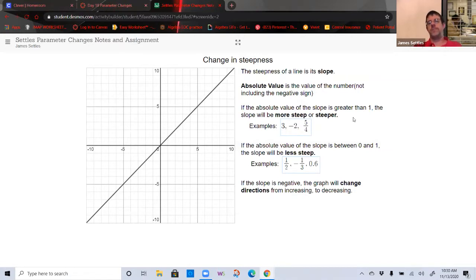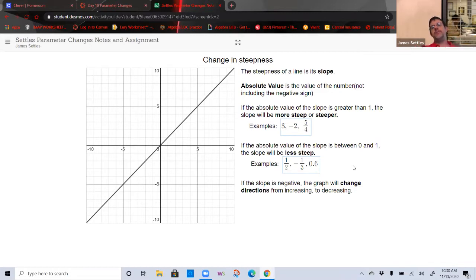Now, if you look at the fraction, the way to tell if a fraction is bigger than 1: if the top number is bigger, then it's bigger than 1. If the bottom number is bigger, then it's less than 1. All right, so looking at the next set of examples, these are all examples that are less than 1. So you look at 1/2. The number on the bottom is bigger, so that's less than 1. The -1/3, we don't care about the negative, but the 3 is bigger and it's on the bottom, so it's less than 1. And then 0.6, the decimal, is less than 1.